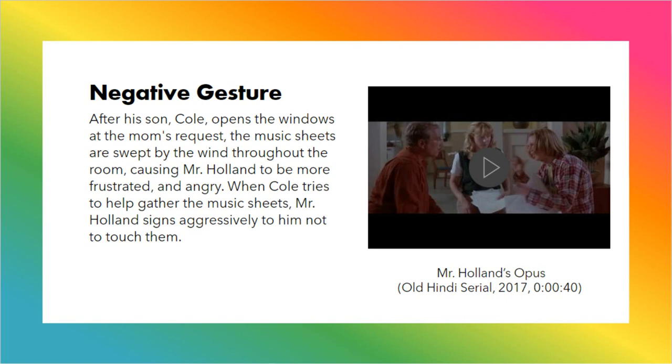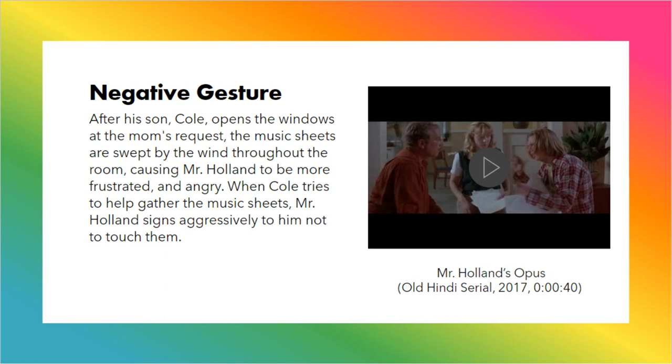After opening the windows, the wind rushes into the house, causing Mr. Holland's music sheets to scatter everywhere. This causes Mr. Holland to become more frustrated and angry. And because Cole was born deaf, Mr. Holland harshly signs to his son to not help and to not touch the music sheets ever.